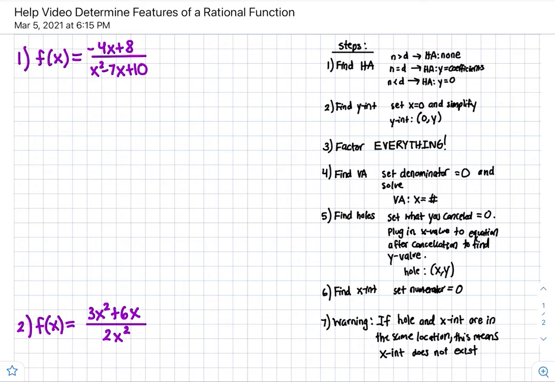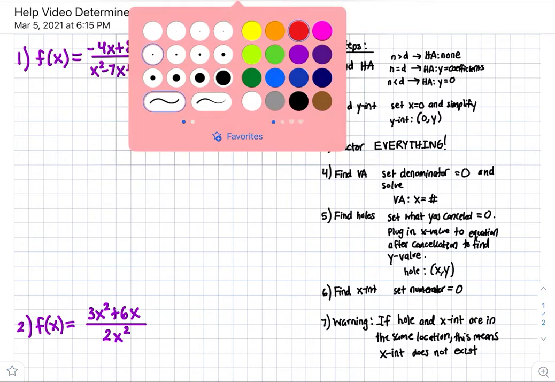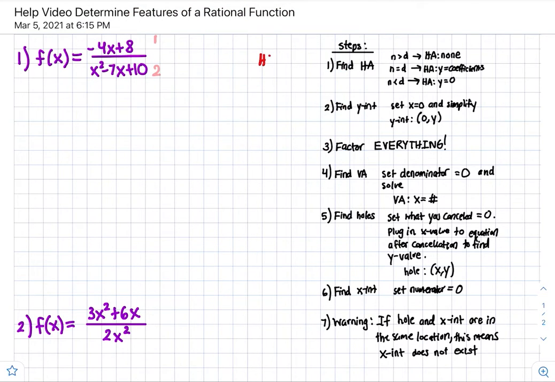This is where you compare the highest degree of the numerator and denominator. Right here, our highest degree up here is 1, and the highest degree of the denominator is 2. Since the denominator's degree is bigger than the numerator's degree, that is this case. As you can see, the horizontal asymptote would just be y equals 0. So horizontal asymptote, y equals 0.